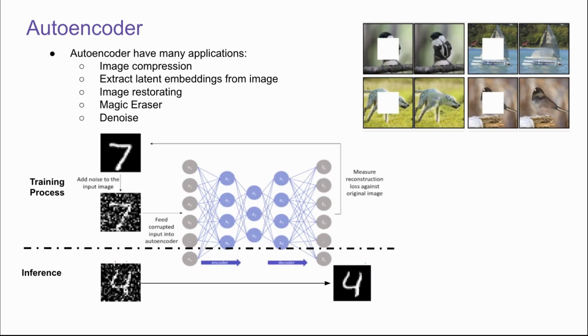Autoencoders have many applications. Apparently, they can do image compression. They can extract latent embeddings from images. They can also do image restoration, magic eraser, and denoising. Those are using a similar mechanism.